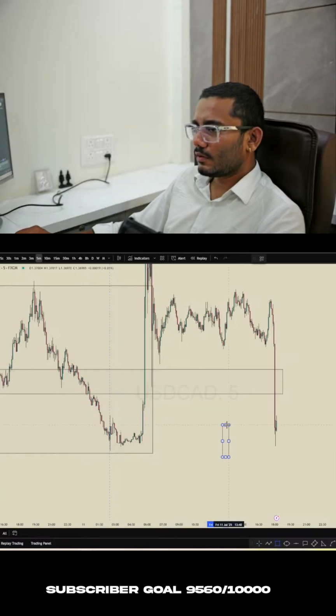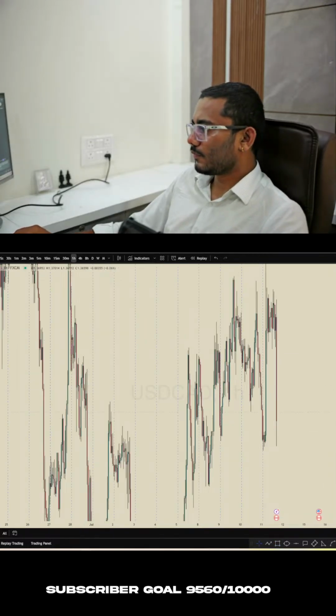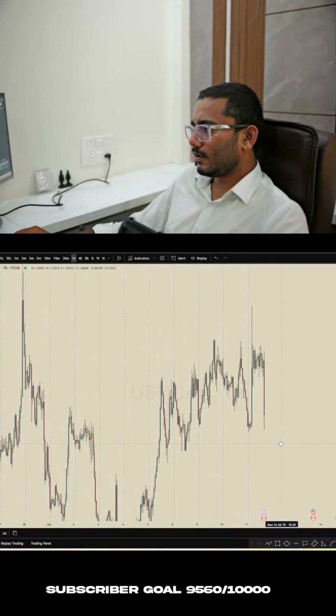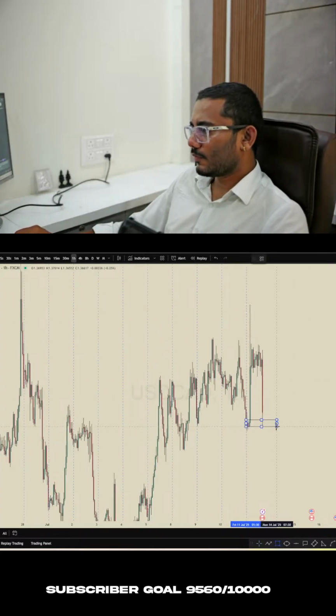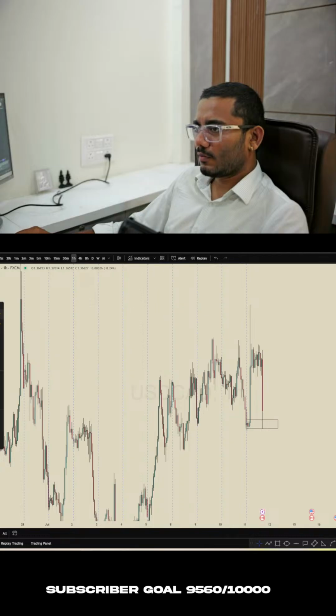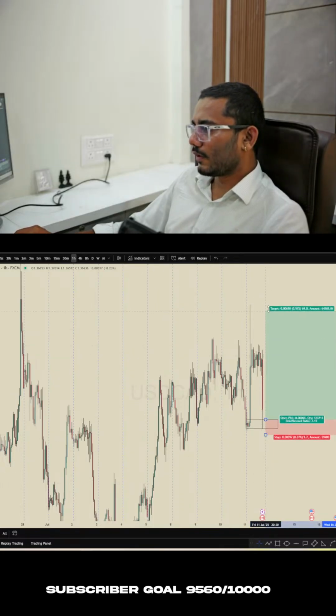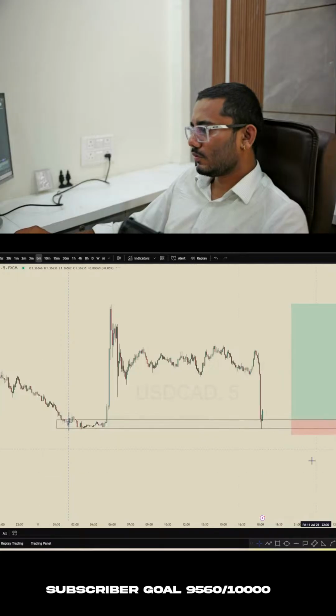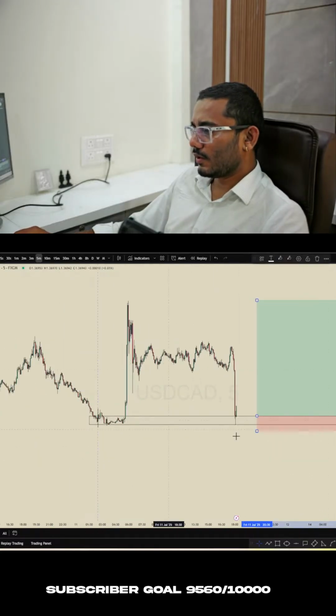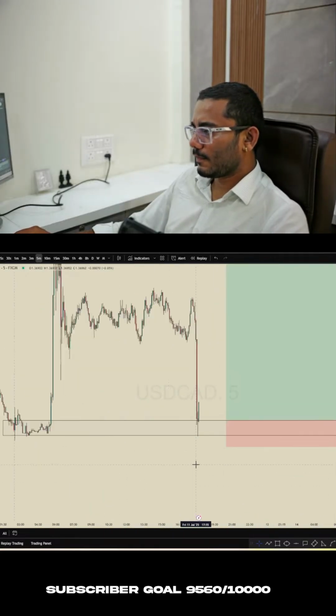USD CAD, I think we have this entry going on. Not entry, but price has tapped this order block, and now because of news, it can continue higher to the upside. I think so. Not entering, but just looking at this. Yes. So you can see.